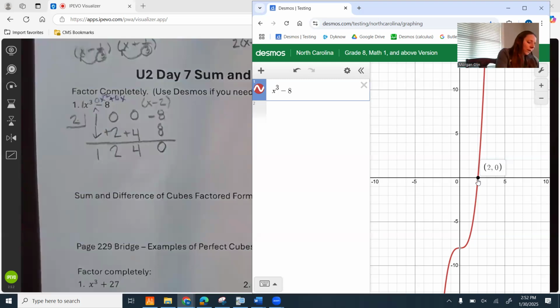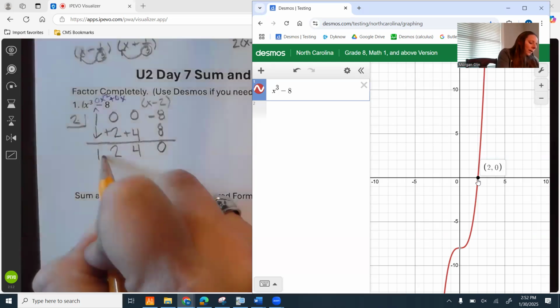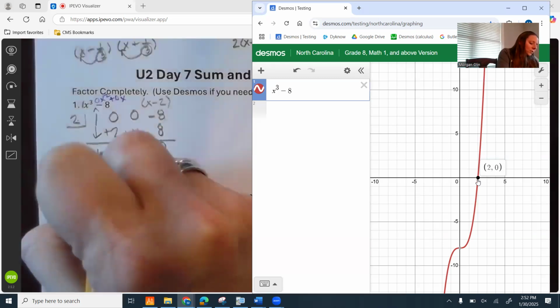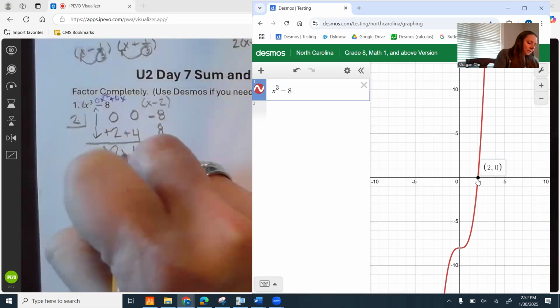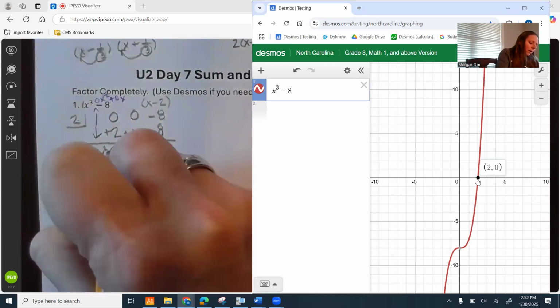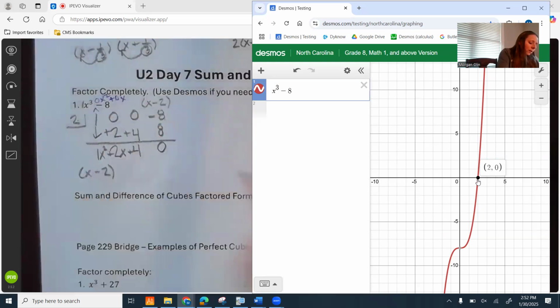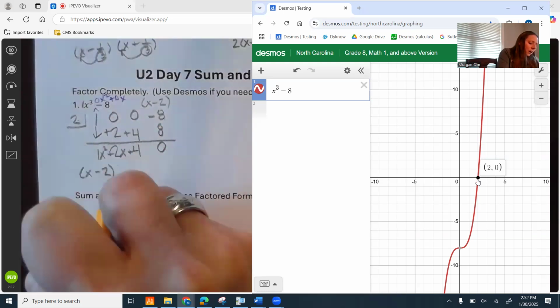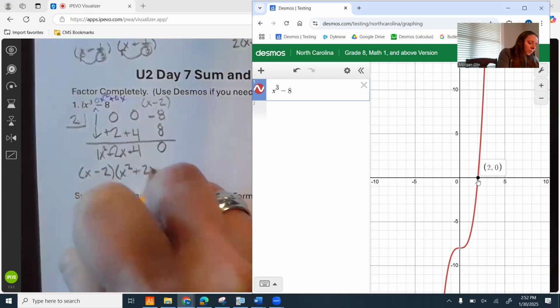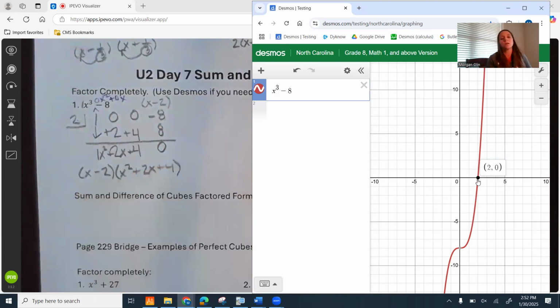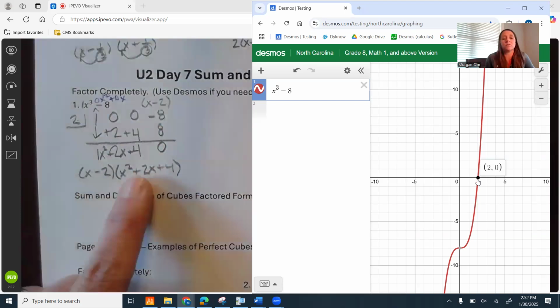Now, let's write this right here. Okay, if this is x to the third, then this is x squared, and this is x. Now, I don't have any minuses, so I'm going to put a plus. So here, our question was, or they want us to factor completely. Well, x minus 2 is a factor, and right now I'm seeing x squared plus 2x plus 4 is a factor. Now, let's see if we can factor this even further.